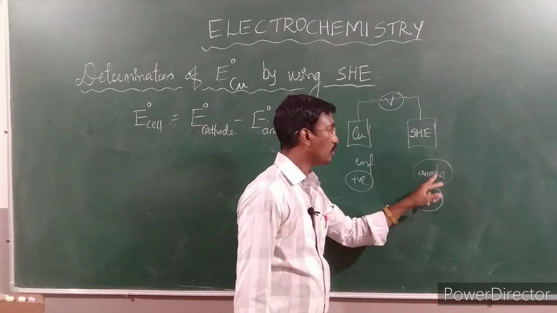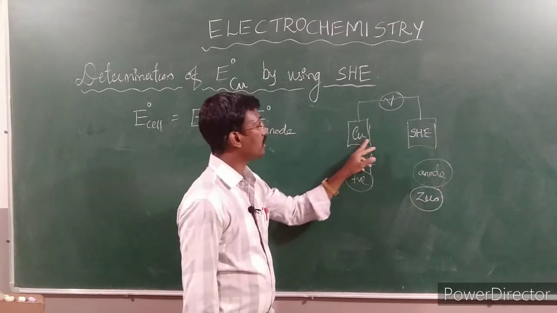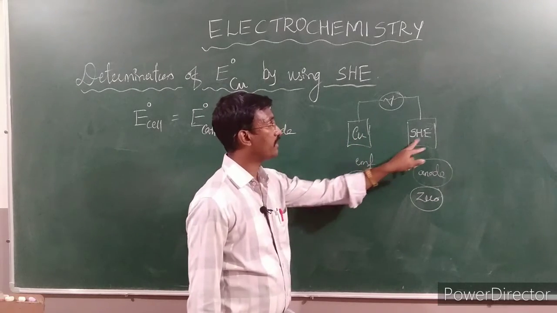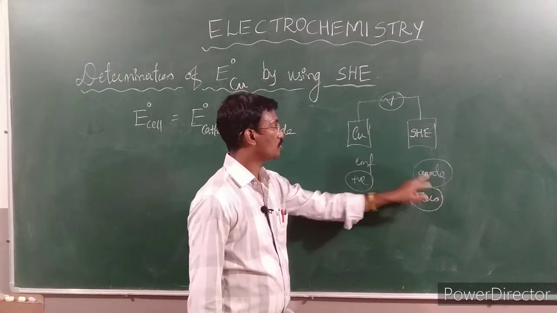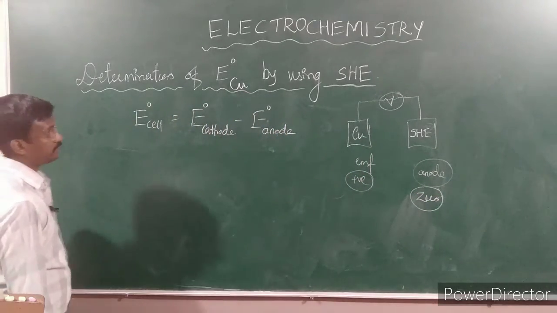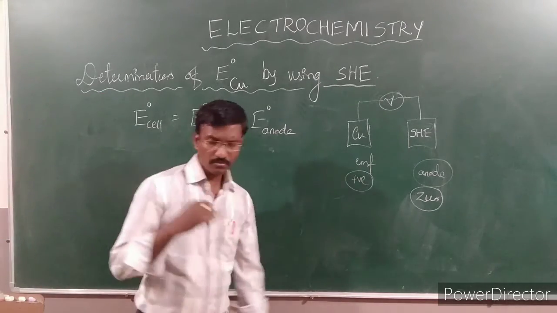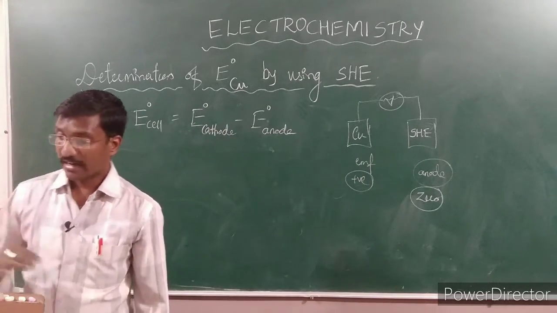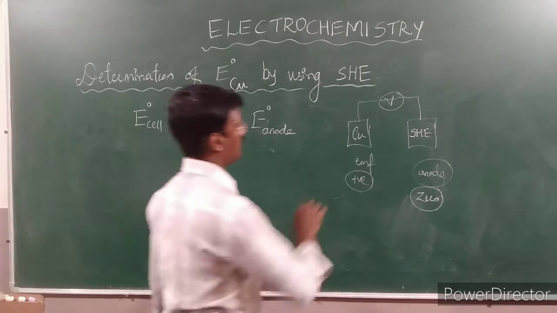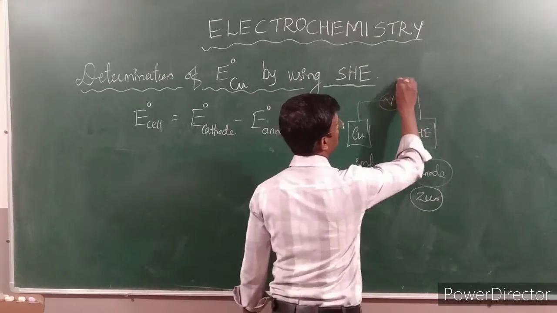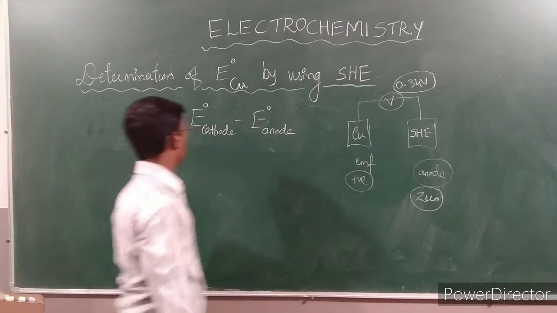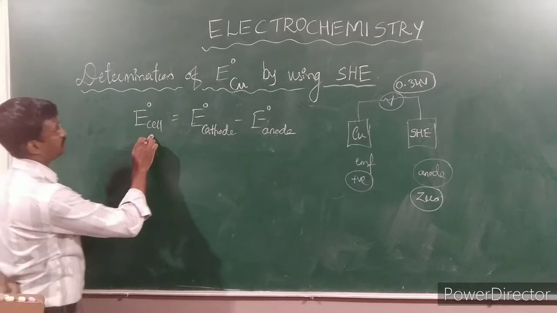To determine the value of the standard electrode potential of copper, we are going to connect the SHE at the anode. Why? Because we need the EMF of copper as a positive value. For that reason, we connect the SHE to the anode so that we can get a positive EMF of copper. After connecting this, we get the standard electrode potential. The voltage that appears between this copper and the SHE is 0.34 volt.